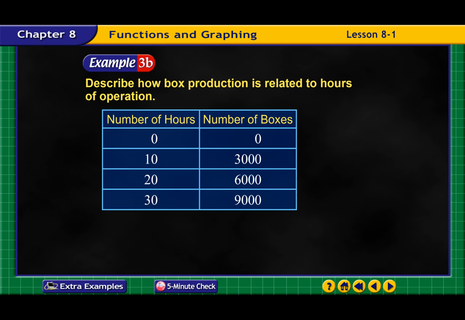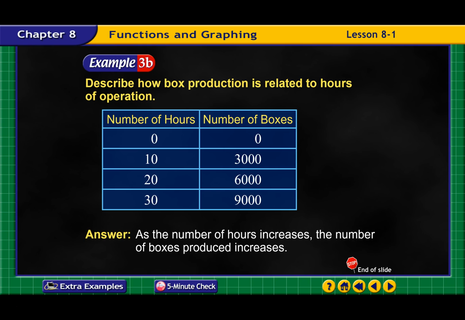All right, describe how box production is related to the number of hours. So as the number of hours increases, the number of boxes produced increases. So this is really just asking how are these correlated. You could actually draw them out if you really wanted, 10, 20, 30. And I'm just going to make life easy on myself, 3, 6, 9, 1,000. We'll just say these are thousands. So I'd be here to here to here. So it goes in a positive manner.